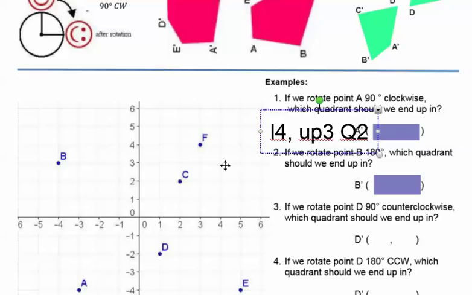Left 4, up 3. Well, guys, if I go ahead and plot that, left 4, up 3, it would be this guy where B is. And we would call that A prime. Well, did it end up in quadrant 2? Yeah, that's quadrant 2. So that would actually be correct, okay?